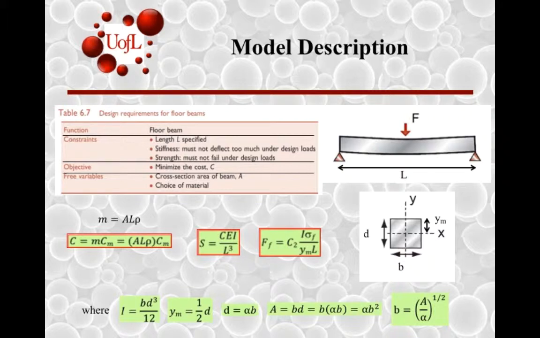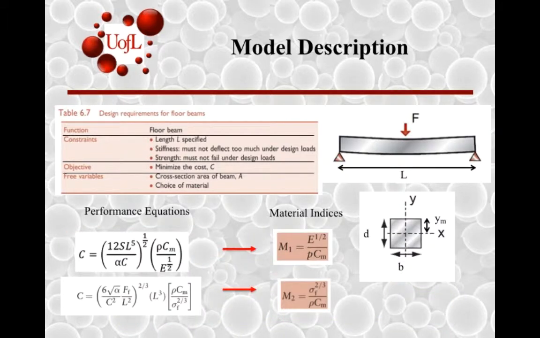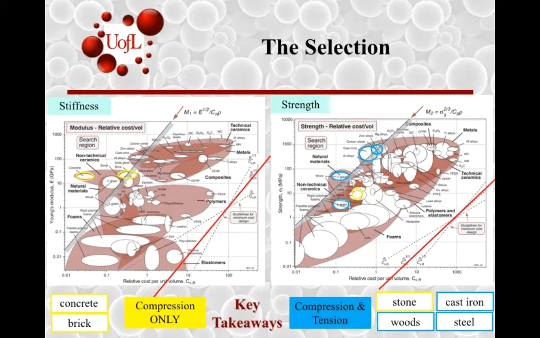You have to make sure that all of these are in terms of area, and when you substitute into your constraint equations, you put that in the cost, and you'll get your performance equations, which give you your material indices, like we've done in class. So from that, you can create your charts. You have a stiffness chart and a strength chart.